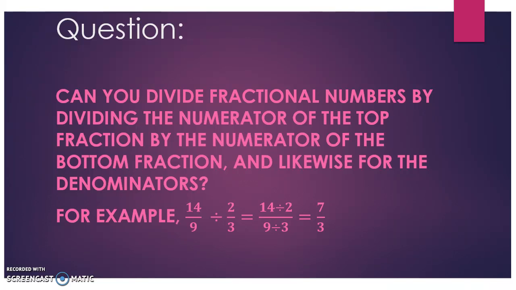So it gives the example 14 over 9 divided by 2/3, which then gives you, if you divide straight across, 14 divided by 2 over 9 divided by 3. So 14 divided by 2 gives you 7, 9 divided by 3 gives you 3, for an answer of 7/3. So obviously it works for this question, but the question is, does it work for all fractions? So can you divide fractional numbers in this way, all of them?